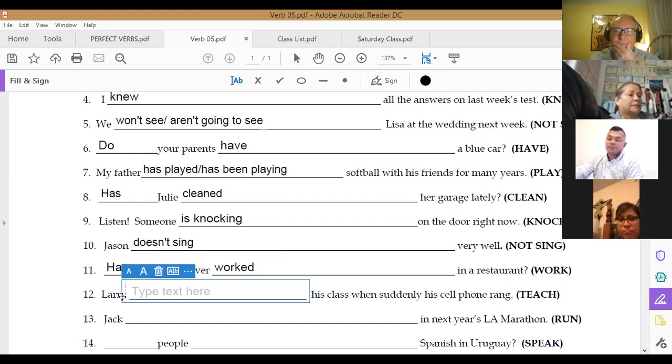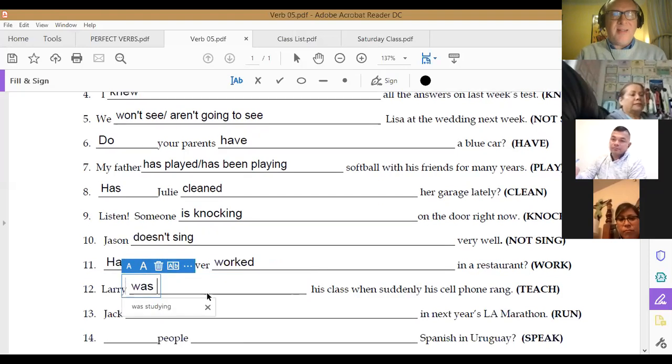Now the next one, we have to read the back part of the sentence carefully. It says, when suddenly his cell phone rang. Was teaching. Perfect.